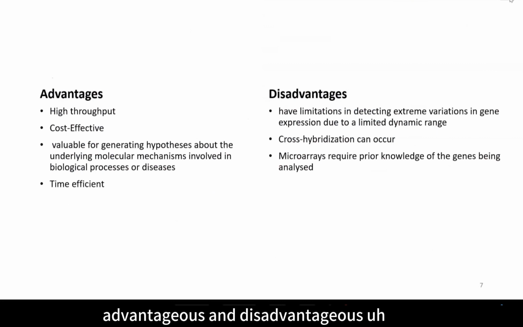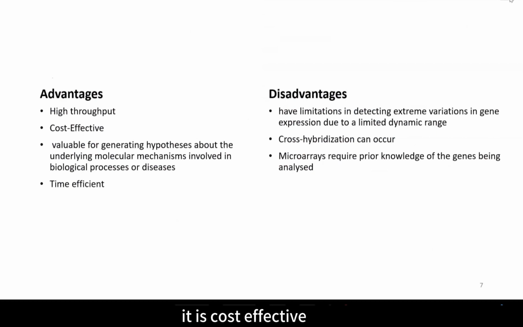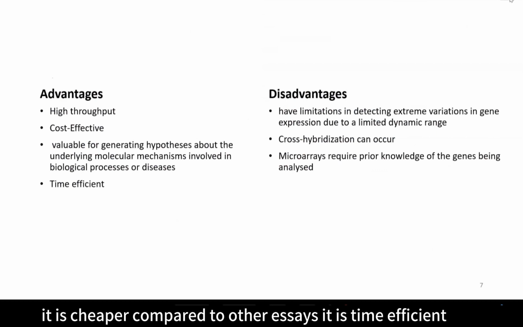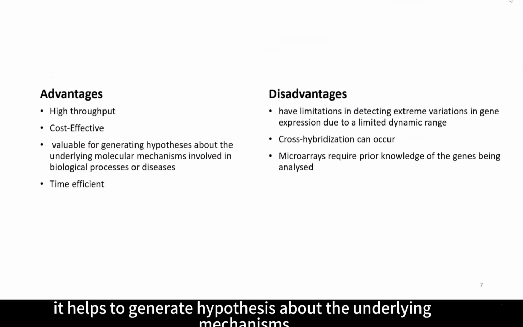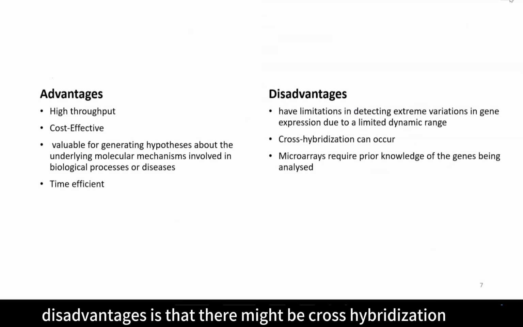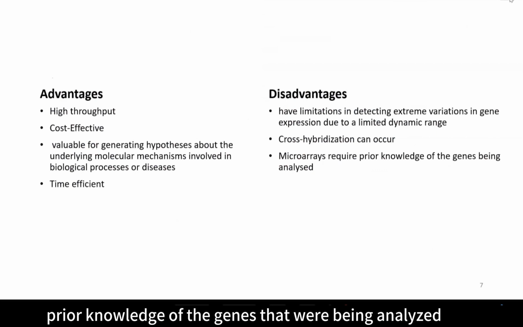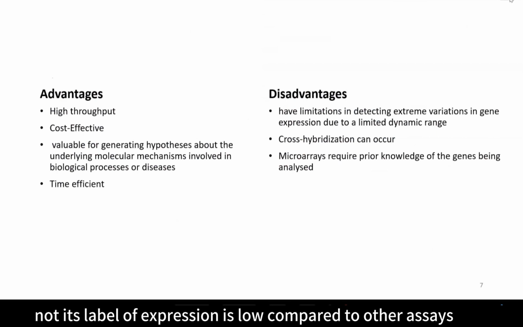Advantages and disadvantages. Advantages: microarray has high throughput, it is cost effective, cheaper compared to other assays, it is time efficient, quick, and easy to perform, and it helps to generate hypotheses about the underlying molecular mechanisms involved in biological processes or diseases. Disadvantages are that there might be cross hybridization, it requires prior knowledge of the genes that are being analyzed, and its level of expression is low compared to other assays.